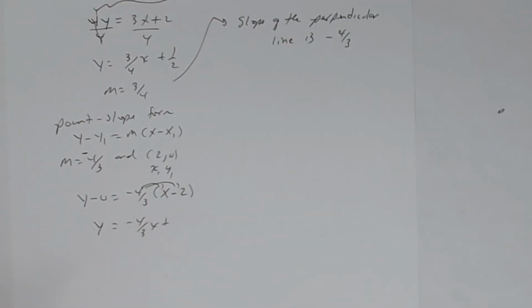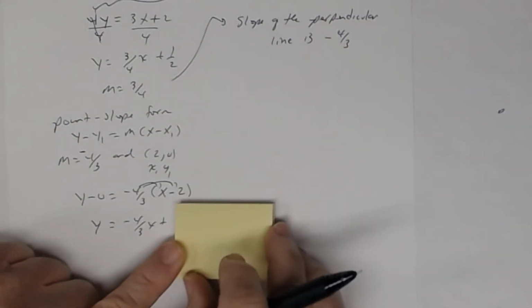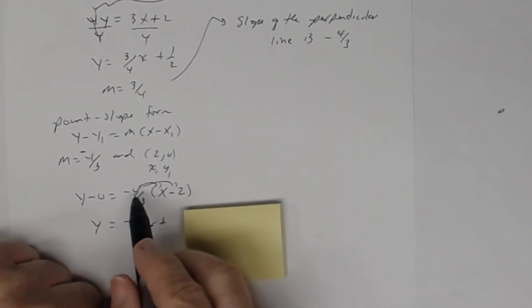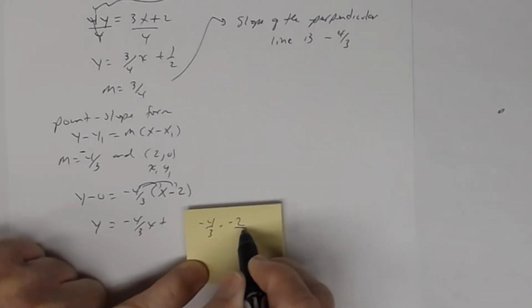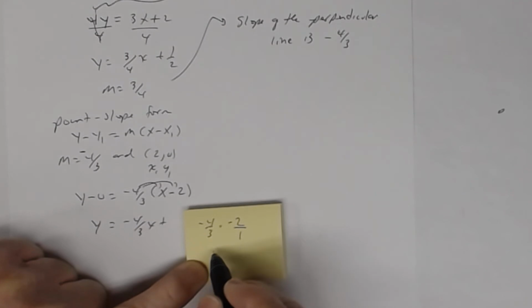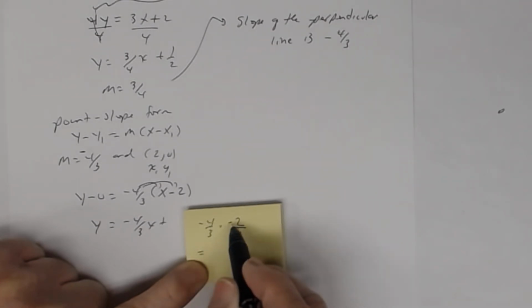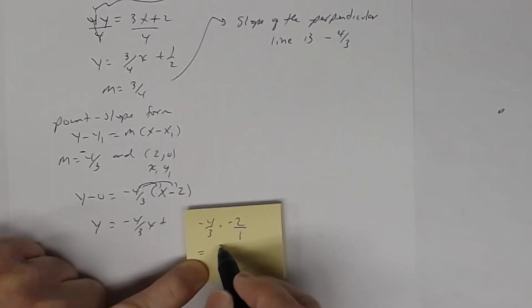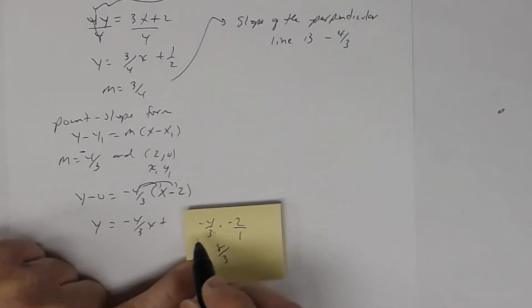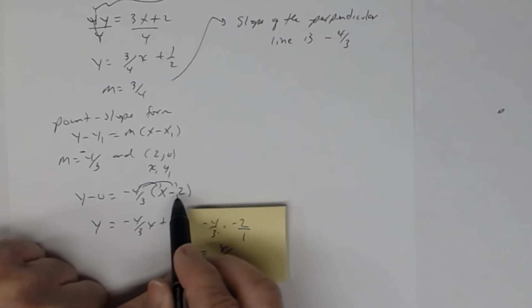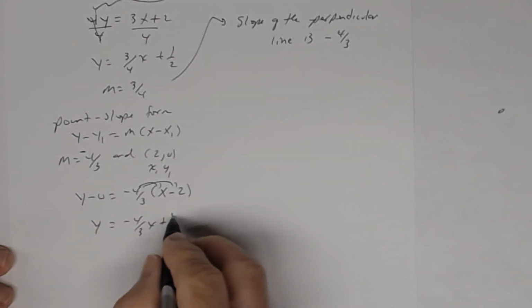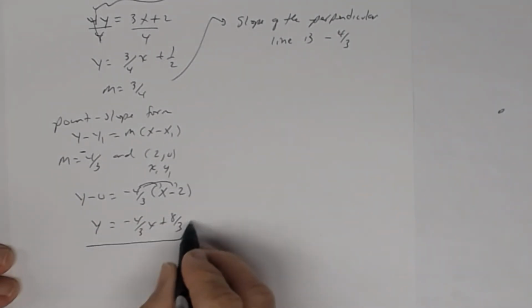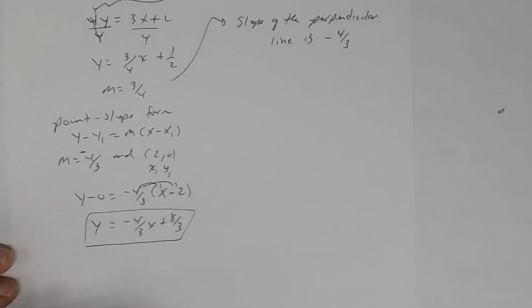Now, some of you may still have a little bit of difficulty with this, but I just want you to remember that when you multiply negative 4/3 times a negative 2, it's a good idea to write negative 2 as negative 2 over 1. A negative times a negative is a positive. You multiply the numerators together and the denominators together. 4 times 2 is 8. 3 times 1 is 3. So negative 4/3 times a negative 2 is a positive 8/3. And you already have y by itself, so there's your answer in slope-intercept form.